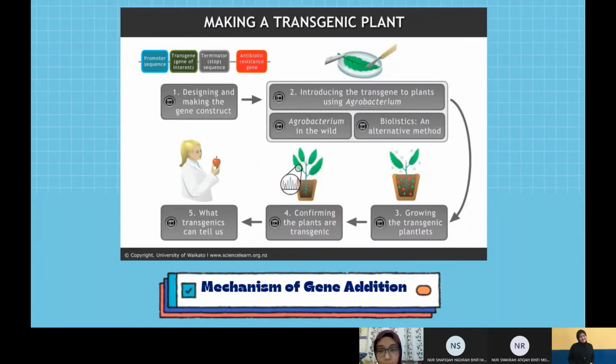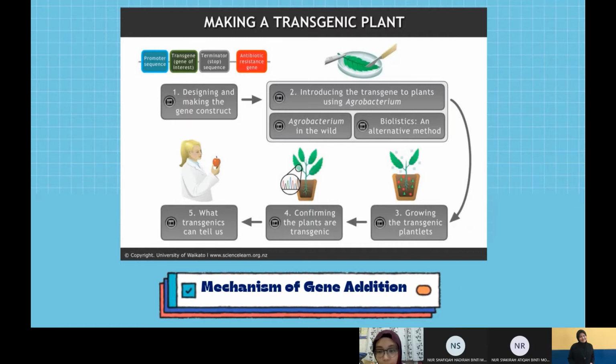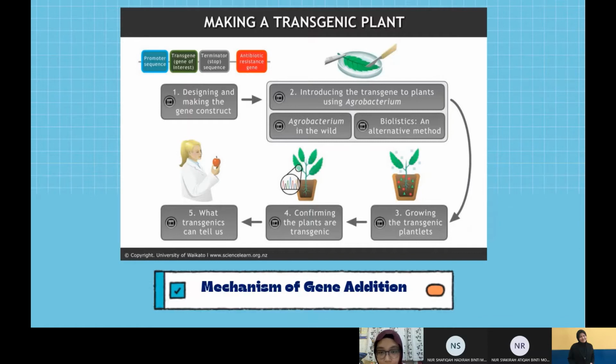This diagram shows the basic making of a transgenic plant. Firstly, designing and making the gene construct. Second, introduce the transgene to plants by using Agrobacterium tumefaciens that can be found in the wild, or by using an alternative method called the biolistic method. Thirdly, grow the transgenic plantlets. Fourth, confirm the plants are transgenic. And the last step, we can conclude what the transgenics can tell us.